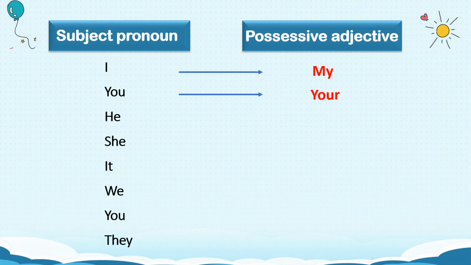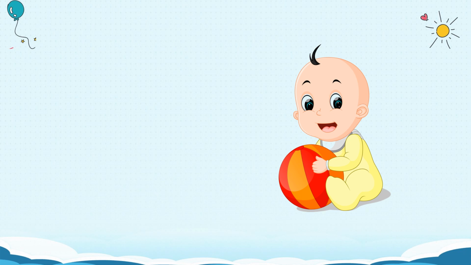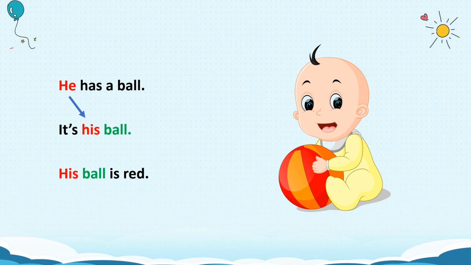Subject pronoun he. Possessive adjective his. He has a ball. It's his ball. His ball is red.